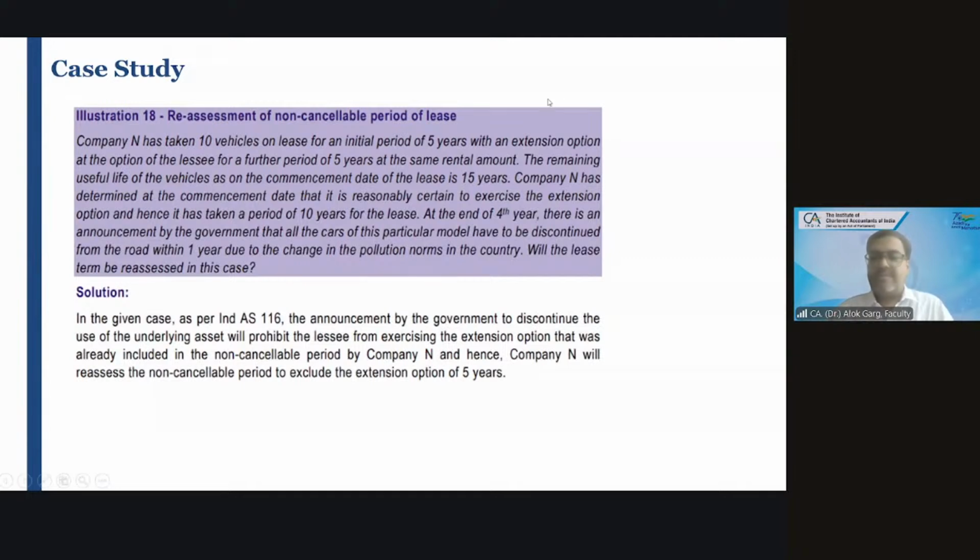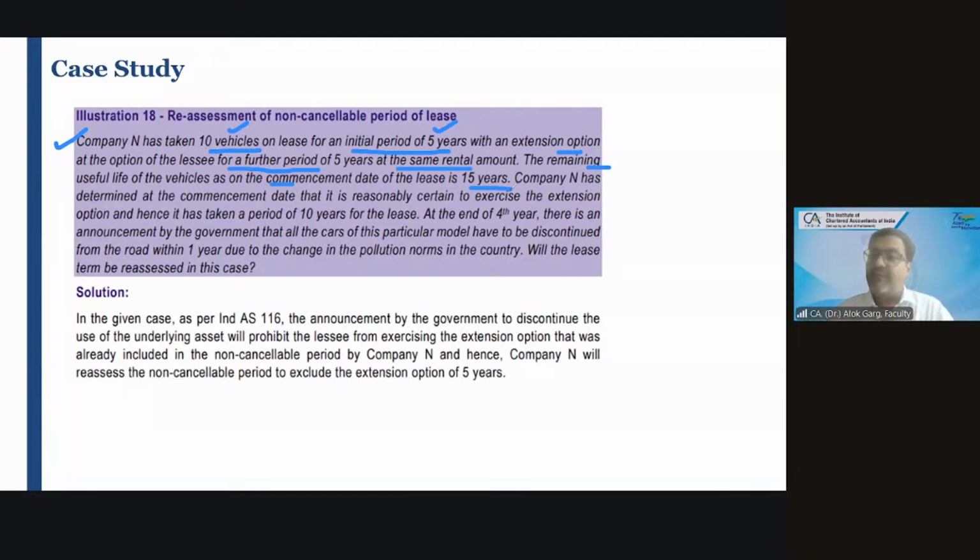Okay. So friends, another question. Company N has taken 10 vehicles on lease for an initial period of 5 years, with an extension option at the option of the lessee for a further period of 5 years at the same rental amount, at the discretion of the lessee. The remaining useful life of the vehicle as on the commencement date of the lease is 15 years. So on the commencement, 5 years is the primary lease period, 5 years is the secondary lease period, right? And what is the useful life on the date of commencement? 15 years.